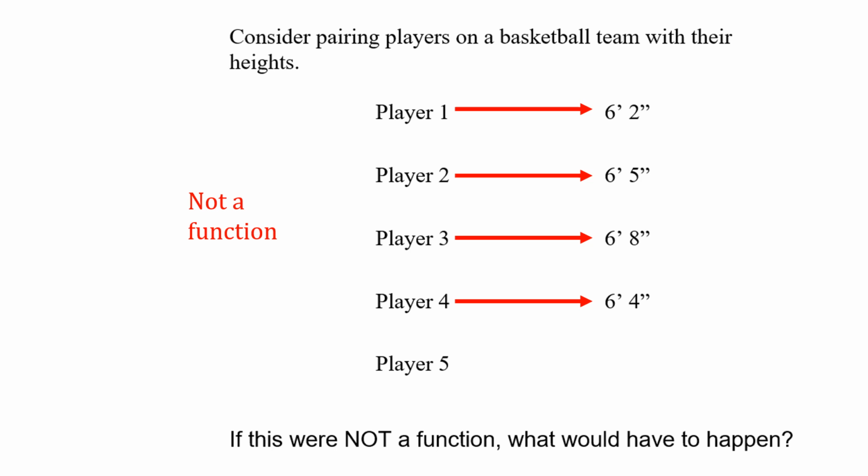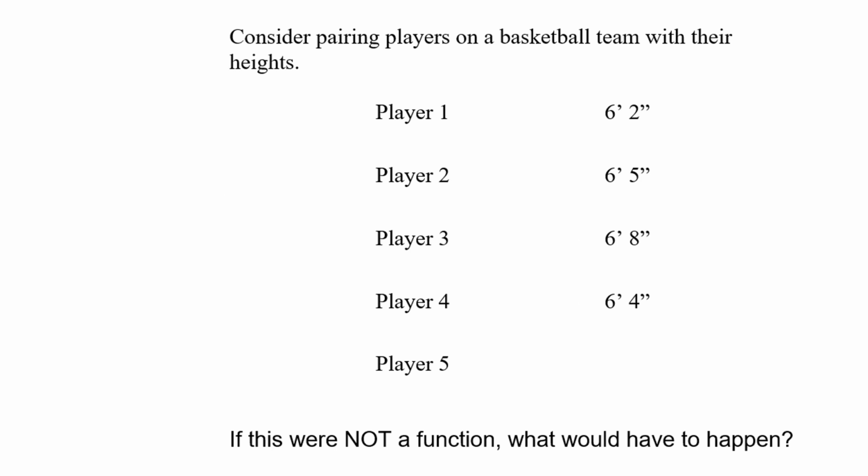So it's not possible, but it's not a function, because every function, you have to know exactly what to do for every player. For every input from the domain, the players, you have to know what the answer is. What's the range? What is the height of that player? Well, for player 5, you don't know. So there's no answer for player 5, so it can't be a function because it doesn't tell you what to do for one of your inputs.